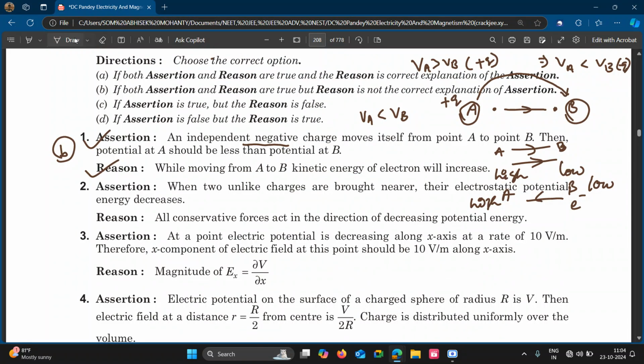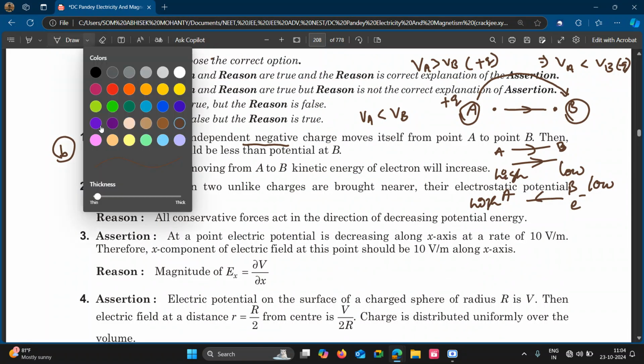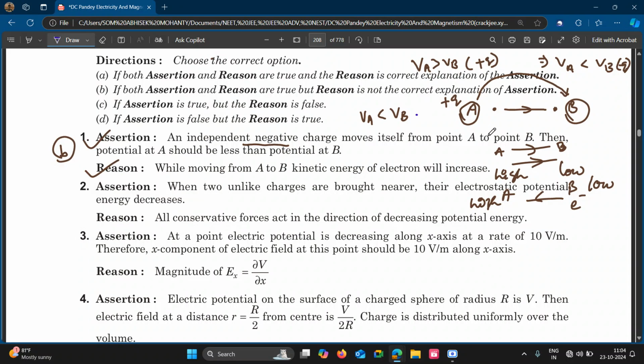Okay, let's move to the next question. You first try to solve it. You can pause the video and solve it. Then only you see my answer.